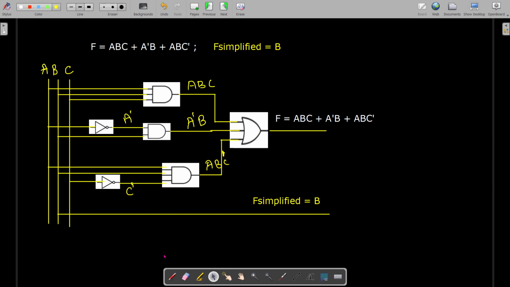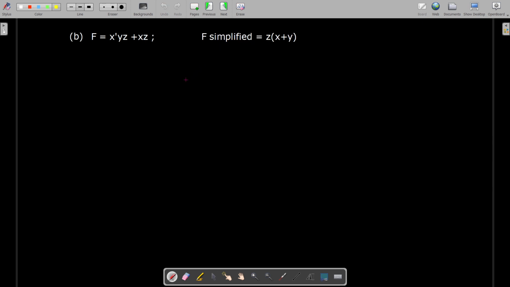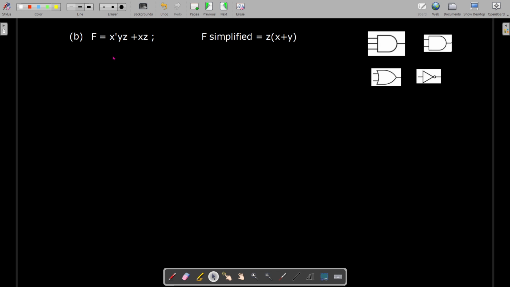That's it. Now we move on to the second one. So this is our second Boolean expression. f is equal to x dash y z plus x z. For this we have to draw the logic diagram.